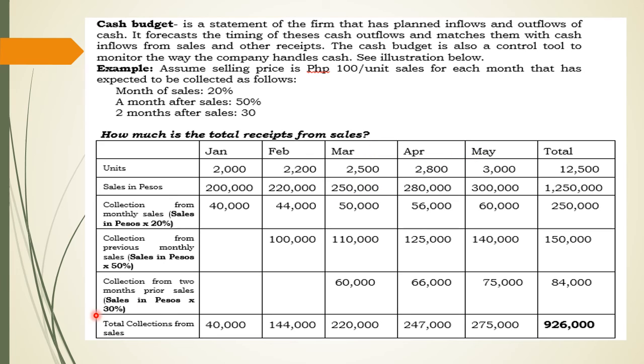2 months prior sa May, 2 months. So 250 times 30%, mo na siya ang 75. So i-add din mo sila 60,000, 140,000, 75,000, you will receive. For the month of May, total collection from sales is 275,000.